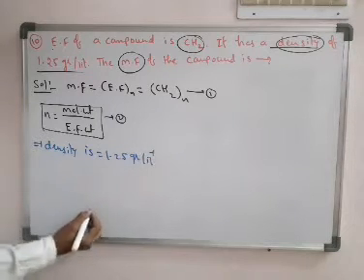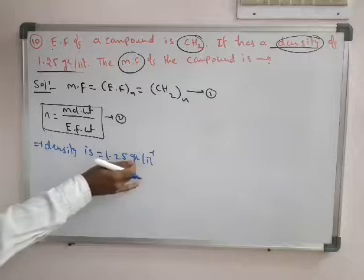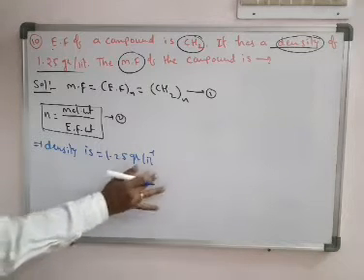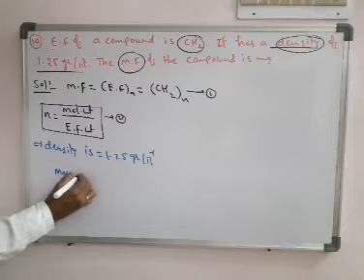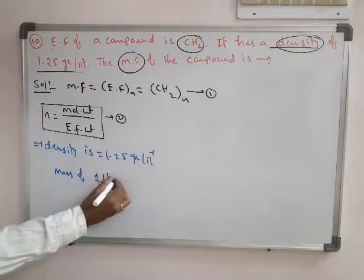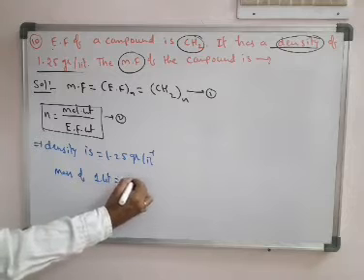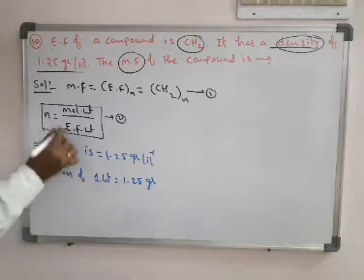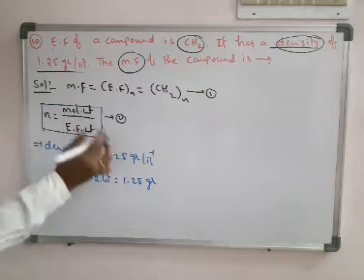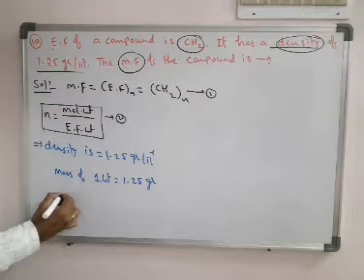1.25 grams per liter. Sometimes it is given as grams per milliliter; here it is given as grams per liter. So it implies that the mass of 1 liter of that compound is 1.25 grams. Automatically, if you know it, the molecular weight is nothing but the mass of 22.4 liters.